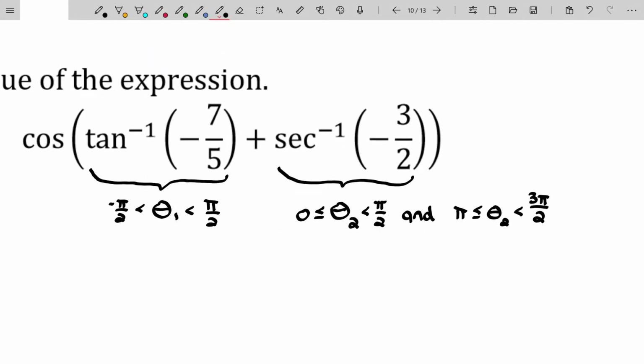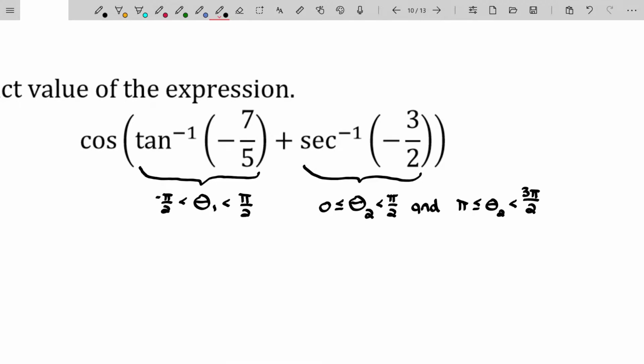So again, I'm simplifying the notation. I'm just saying, listen, this is not the cosine of a tan inverse plus secant inverse. Let's not write it that way. Let's write it as the cosine of theta 1 plus theta 2. Notice how clean that is.